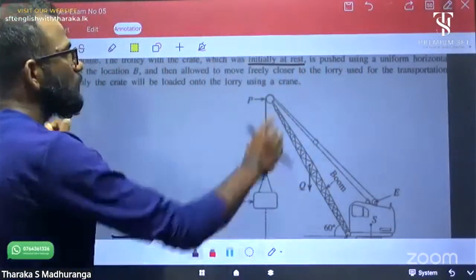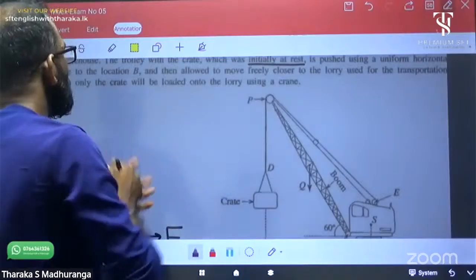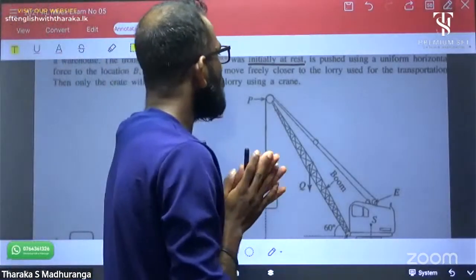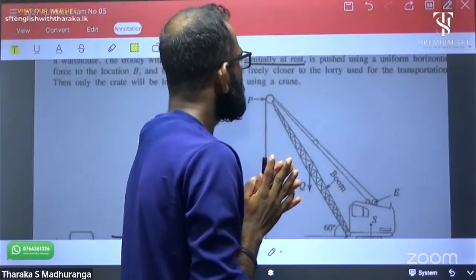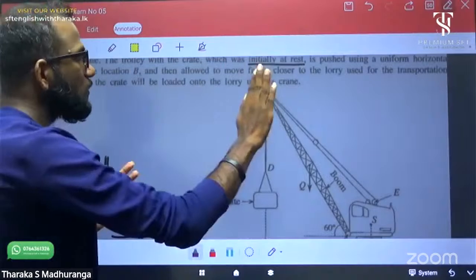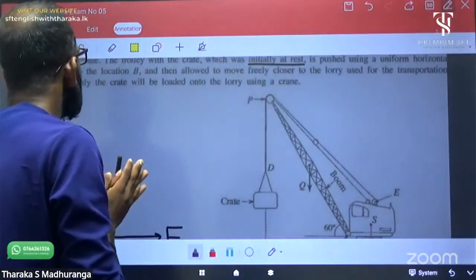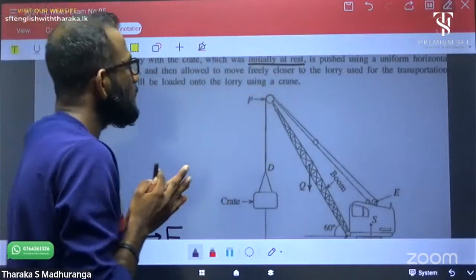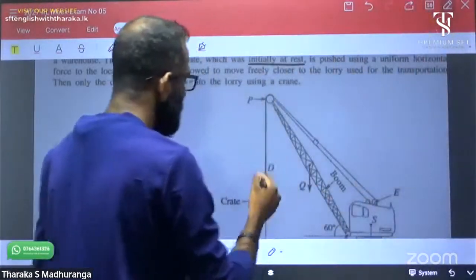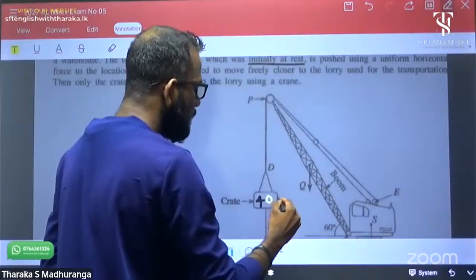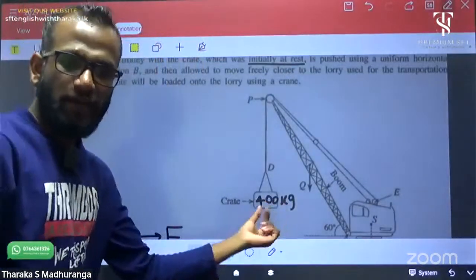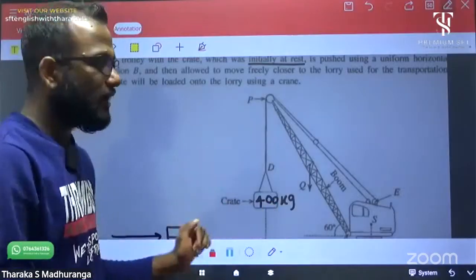Using a uniform horizontal force to location B, then allow it to move freely closer to the lorry, using the transportation. Then only the crate will be loaded into the lorry. Only the crate. What is the crate mass? It is 400 kilograms. 400 kilograms is the mass of the crate. Crate means whatever object, right?